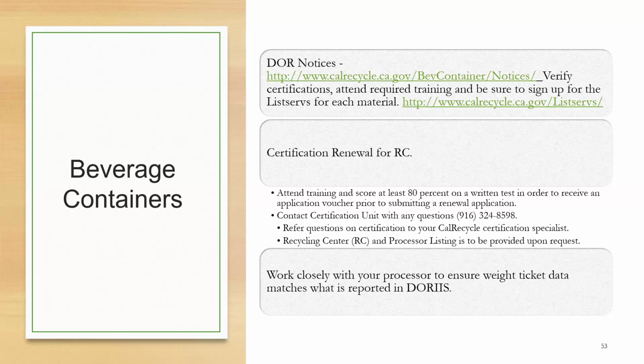The DOR has a way to know, by what's coming into your processor, where those bottles and cans originated from. If they discover that you're collecting without the proper certification, they will shut you down immediately, which can put you in a not favorable position with, for example, multifamilies and residents, as well as with your local government agency, that they're going to have to somehow step in and take care of that. So make sure you review these things. Let's see. Next slide, please.